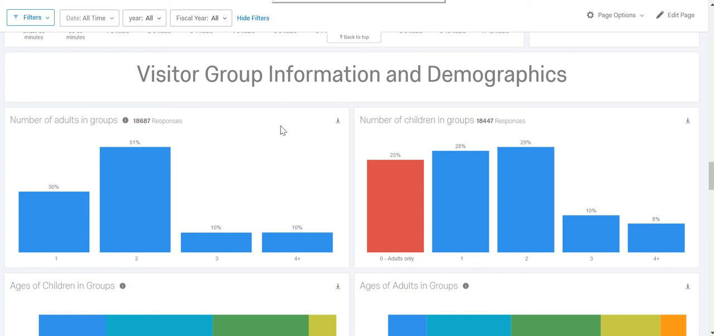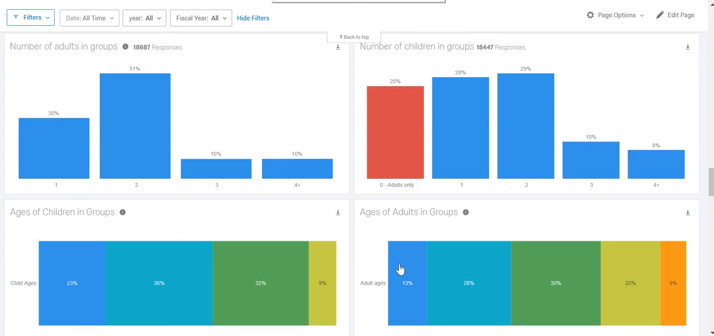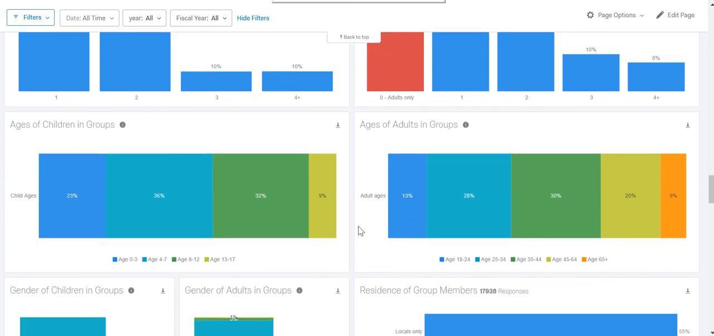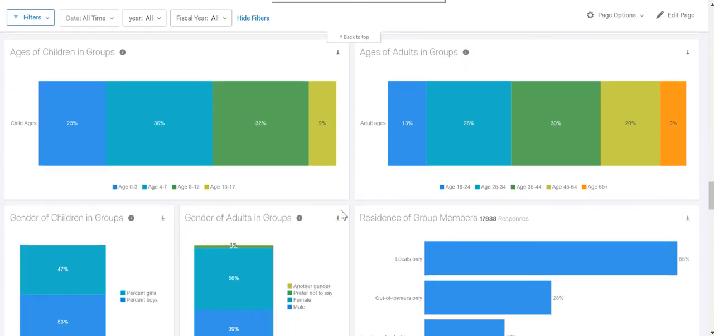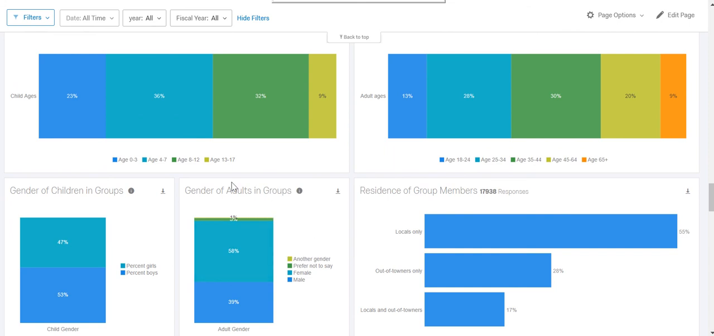A couple important charts to look at here first are the number of adults and the number of children in groups. So you'll see on this chart here that the number of children in groups 0 is called out in this red color. It's not because it's bad, it's just because we wanted to make sure you could understand that this was adults only. That's something that a lot of our institutions are interested in. Right below that, we have breakdown bars for ages of children and ages of adults in the groups, and gender of children and adults in the groups.